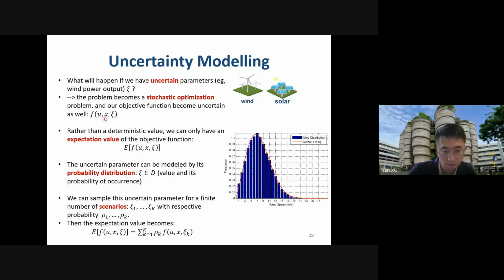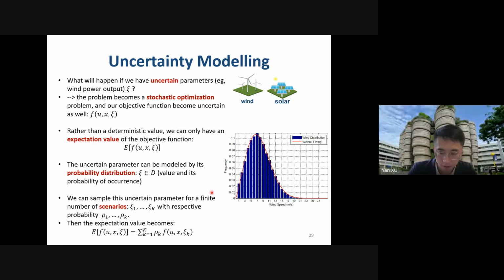So we can apply the stochastic optimization approach. Basically, for the objective function f, we have u as the decision variable, x as a dependent variable, and we have this as an uncertain parameter. Now, instead of minimizing a single objective value, we are actually minimizing the expectation value of f, because with the uncertain parameter here, the value of f could have multiple cases, multiple so-called scenarios. So we will minimize the expectation over the different scenarios of the value, okay? So the objective function becomes E, the expectation of f. And as I said, this uncertain parameter will follow a probability distribution, right? Its value and its probability of occurrence.